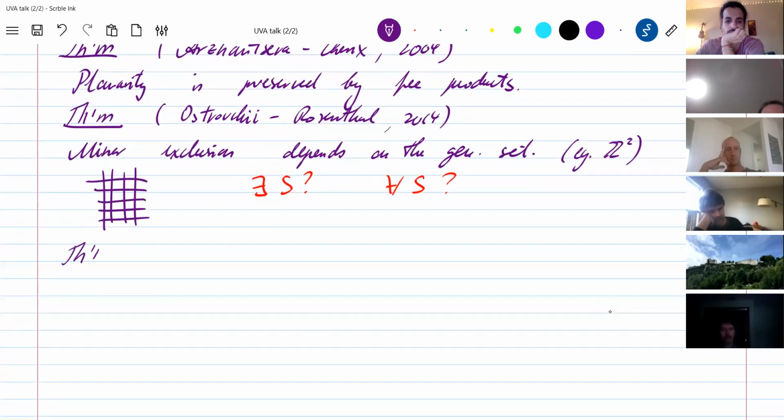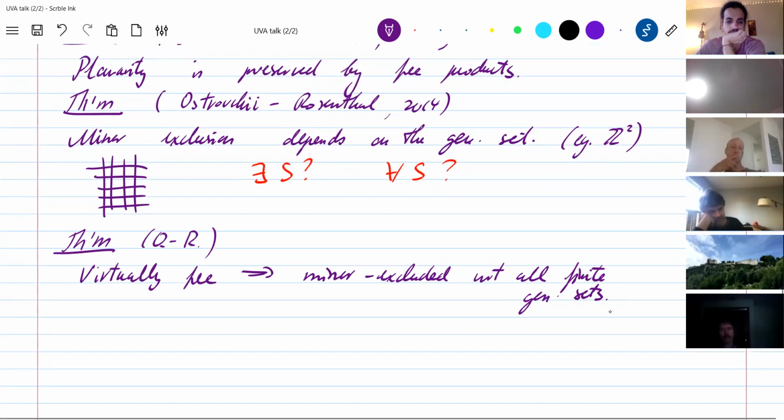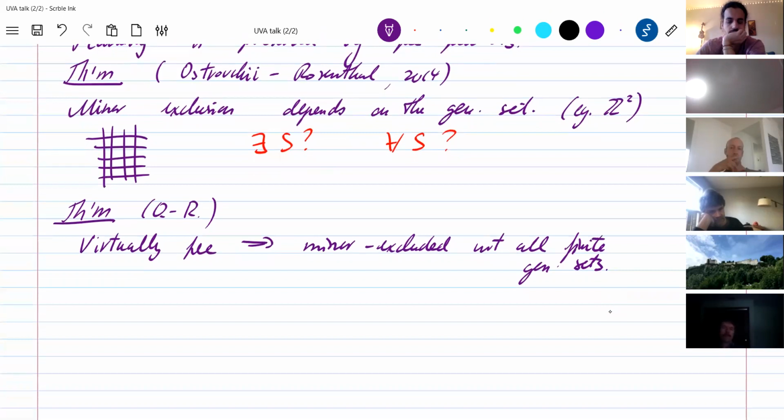Another thing that Ostrovsky and Rosenthal proved, so I'll just refer to them as OR from now on, was that virtually free groups are minor excluded with respect to all finite generating sets. Okay, so this is largely due to the structure of the Cayley graphs of virtually free groups.